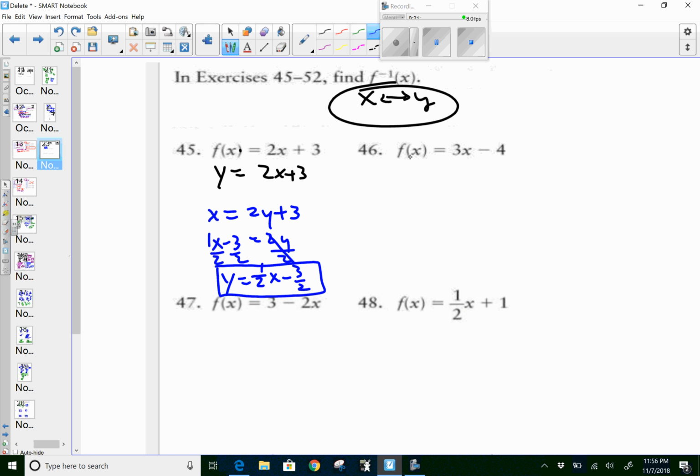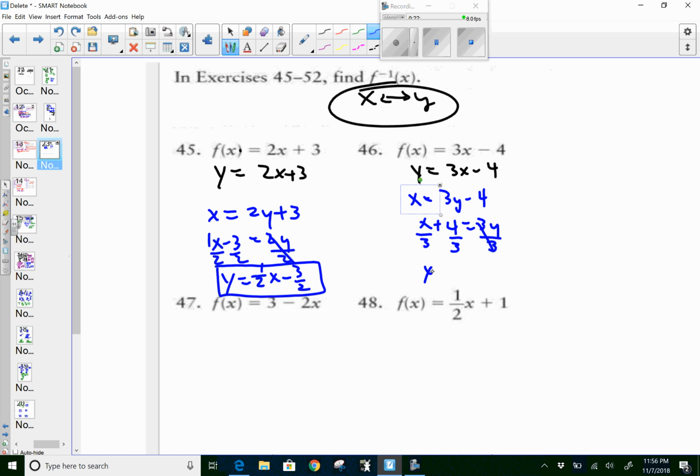Over here, same concept, right? So this is now, I'm going to do in black. So f of x is the same thing as y, is equal to 3x minus 4. I haven't done the switch yet, so now when I switch, I get x is equal to 3y minus 4. Sorry for the sloppy handwriting. We have to get the y by itself, so add 4. So x plus 4 is equal to 3y. Divide both sides by 3.